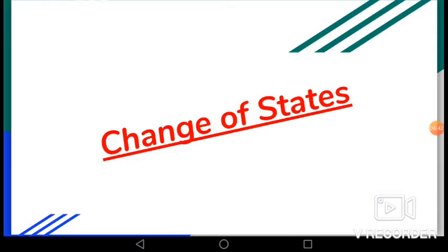Matter can change its form from one state to another, which is called change of state. For example, on heating, a solid becomes a liquid. On further heating, a liquid becomes a gas. For example, ice on heating becomes water. On further heating, water changes into a gas called water vapor.